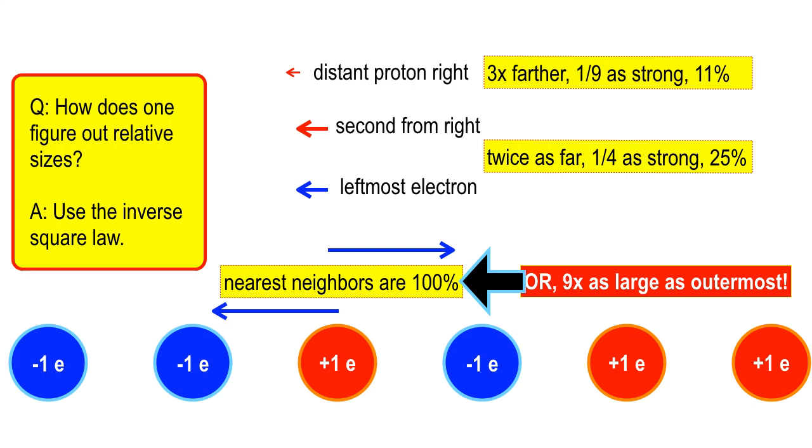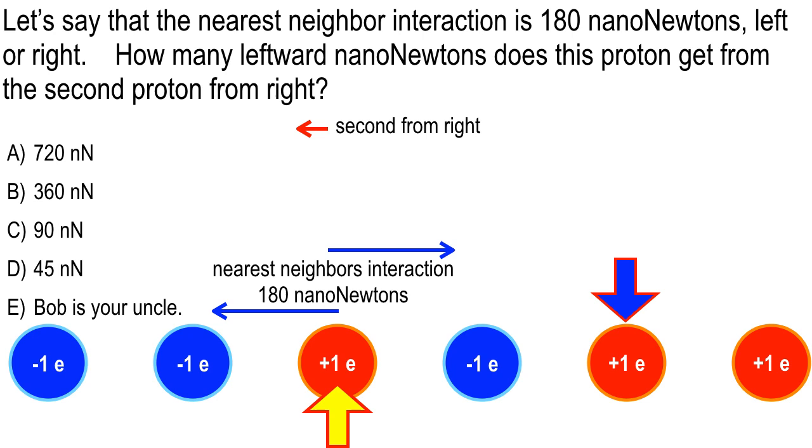So let's do an example. We're almost done with class today. All right, here we go. This is multiple choice. Let's say that the nearest neighbor interaction, same array that we just worked on, is actually 180 nanonewtons. They're close enough that you get 180 nanonewtons for the interaction force. Okay, that's nice. I don't know what that second one from the right is doing up there, that shouldn't be up there, but it's all right. You got the other two that are pointing to the left too.